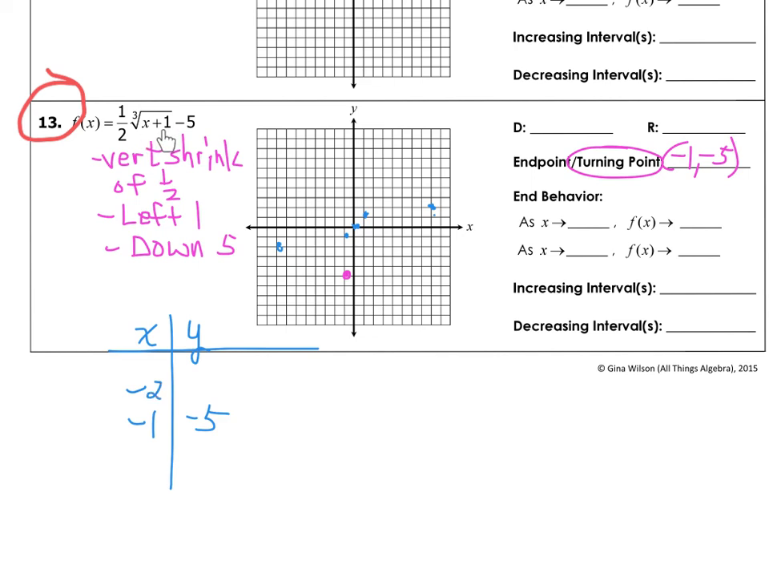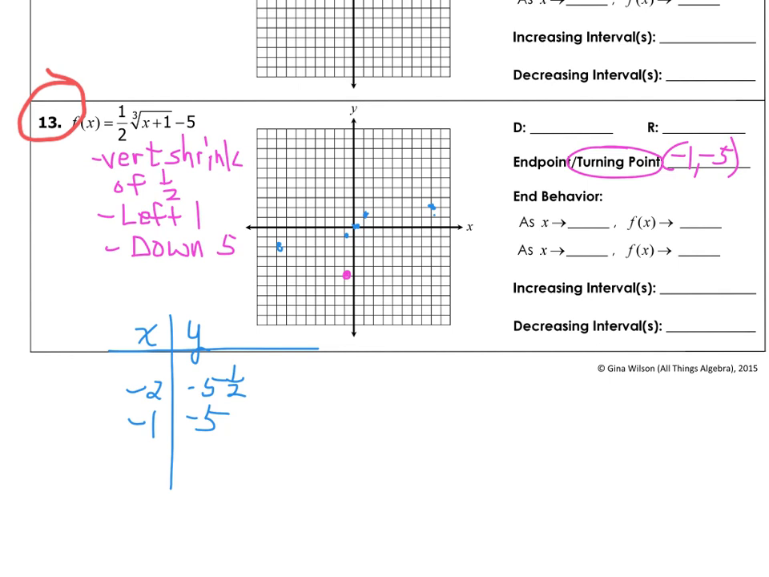-2 + 1 is -1. Cube root of -1 is -1. Half of -1 is -1/2. Well, we're going to have to plot a fraction point, which is okay. If I have a -1/2 and I add a -5 to it, I have a -5 and a half. So that wasn't fun, but okay. We just want to make sure that this value in here isn't something that we can't take the cube root of.